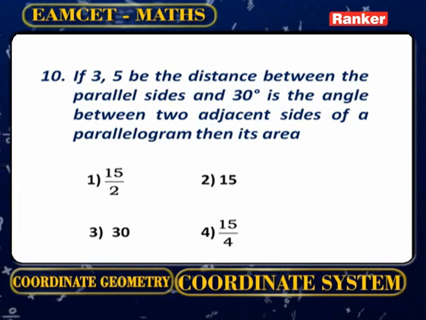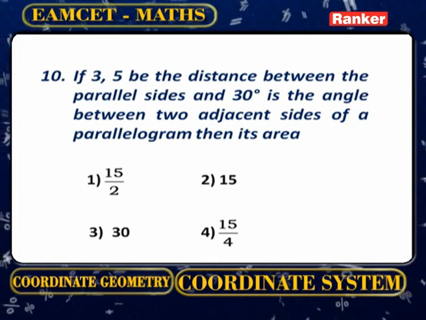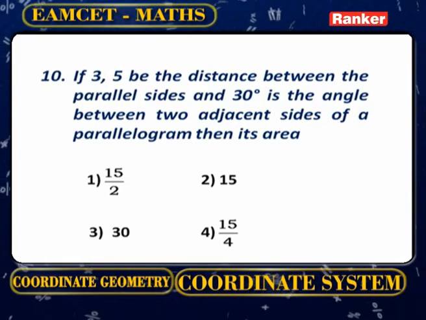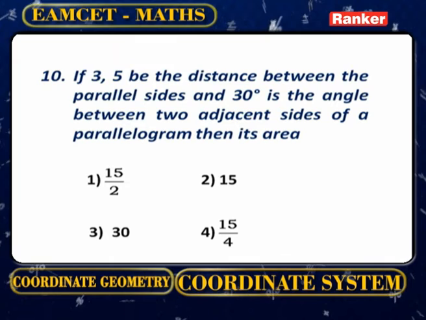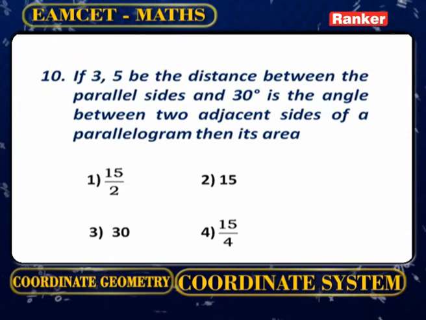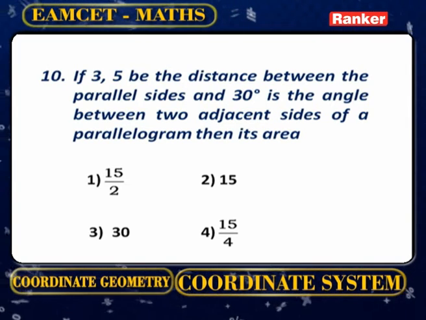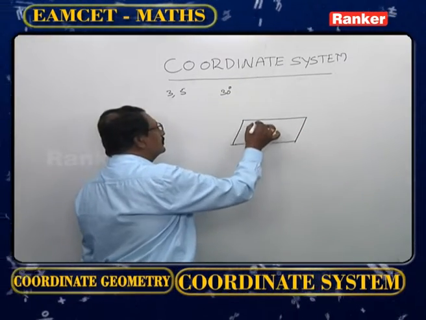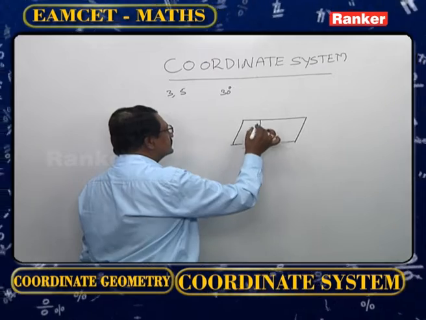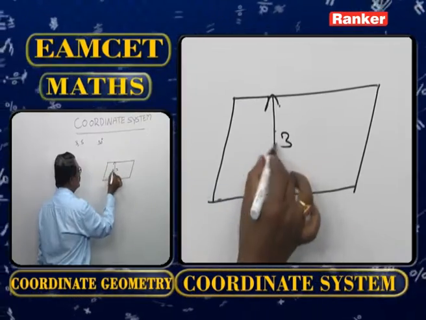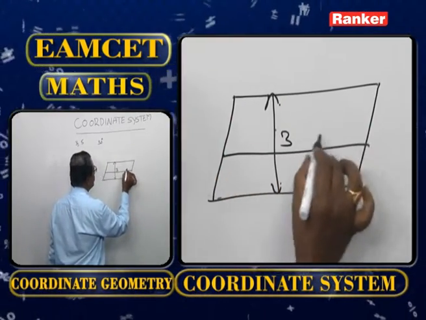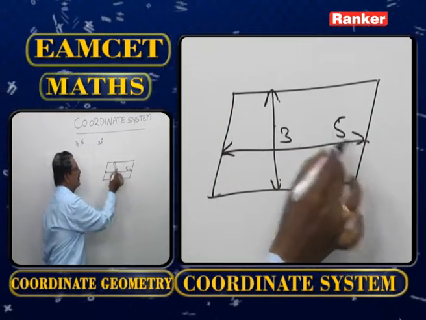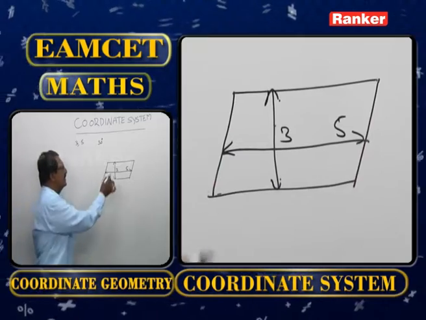If 3 and 5 are the distances between the parallel sides and 30 degrees is the angle between two adjacent sides of a parallelogram, then its area. Now parallelogram, the distances between parallel sides, the shortest distance between the parallel sides, 3 and 5 are given.